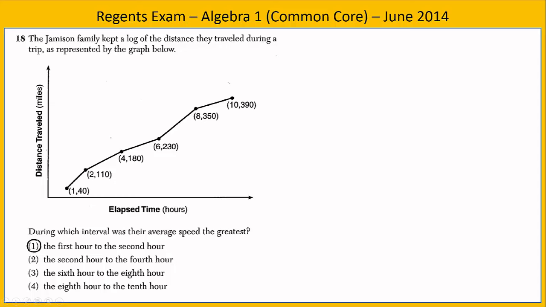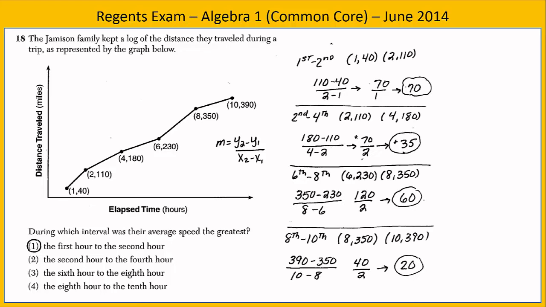In exercise 18, we're told that a family kept a log of the distance they traveled during a trip, as represented by the graph. During which interval was their average speed the greatest? Remember, their average speed, or average rate of change, can be found by using the slope formula, y2 minus y1, over x2 minus x1. Take the points to calculate the average rate of change for each interval.